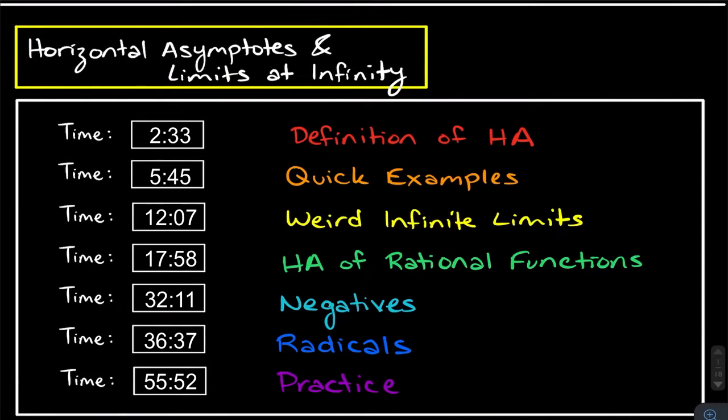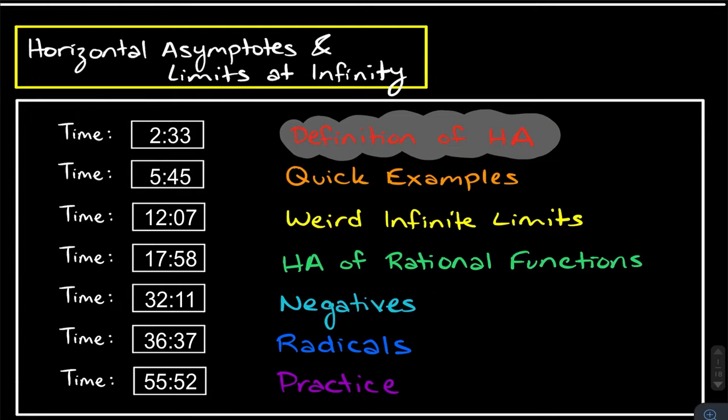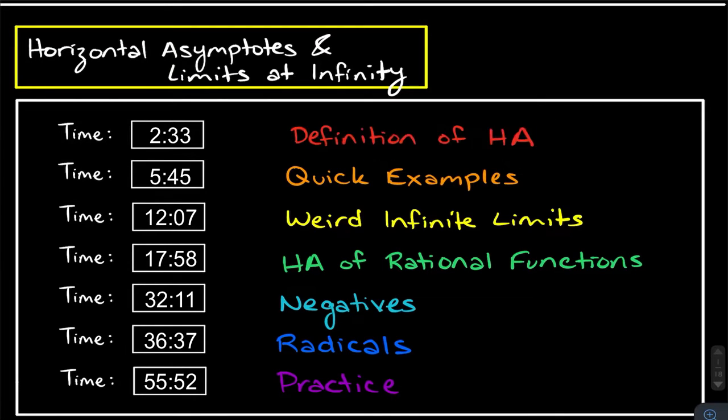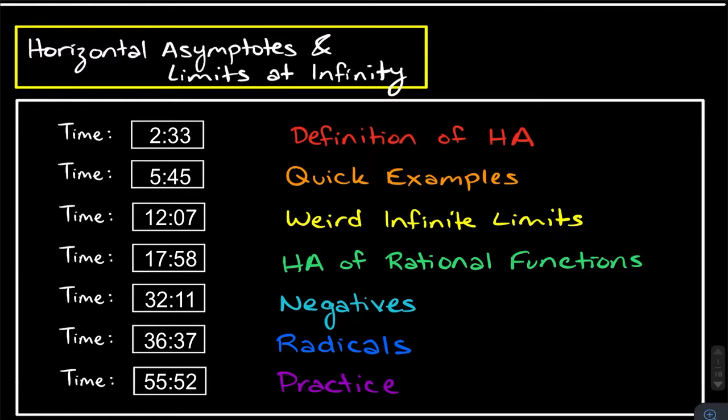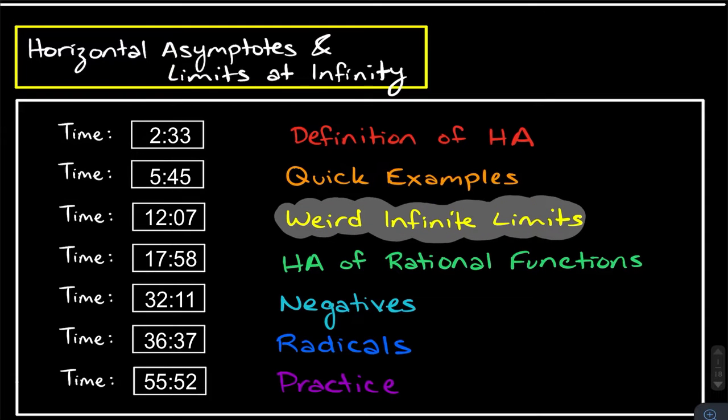In this video, we're going to be talking about horizontal asymptotes and limits at infinity. More specifically, we'll start off by talking about the definition of horizontal asymptotes. I just want to make sure everybody's on the same page with what horizontal asymptotes are and what they have to do with limits at infinity. Once we've done that, I'm going to do some quick examples of finding horizontal asymptotes. These are just going to be really quick and nice, and then we'll move on to some weirder stuff, and I'll talk about a weird kind of infinite limit that we're going to see a lot. And so we'll talk about that.